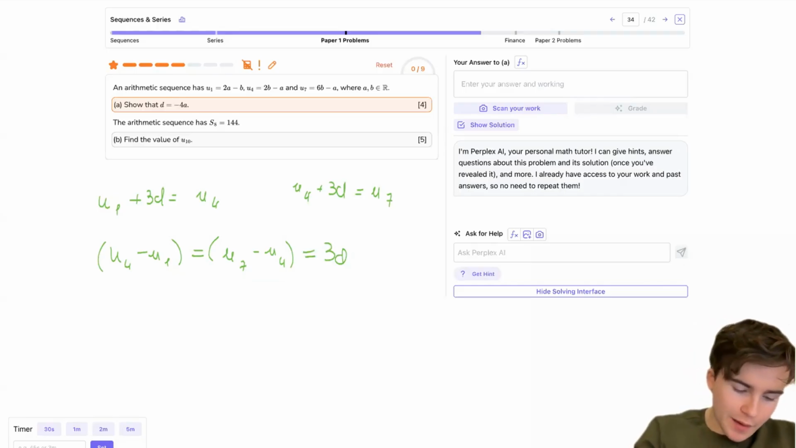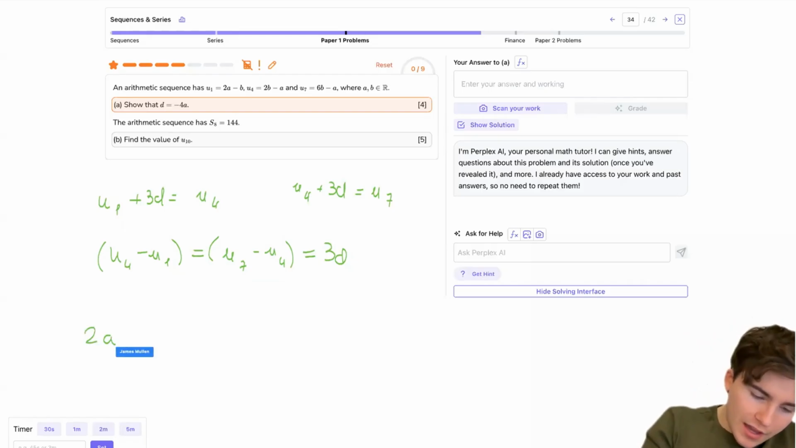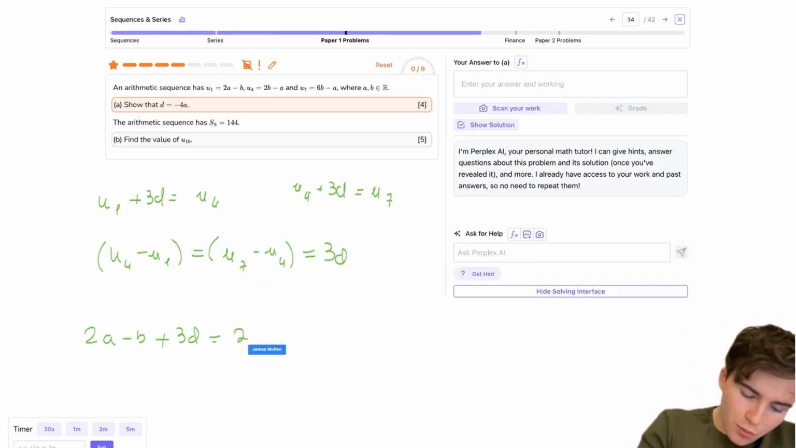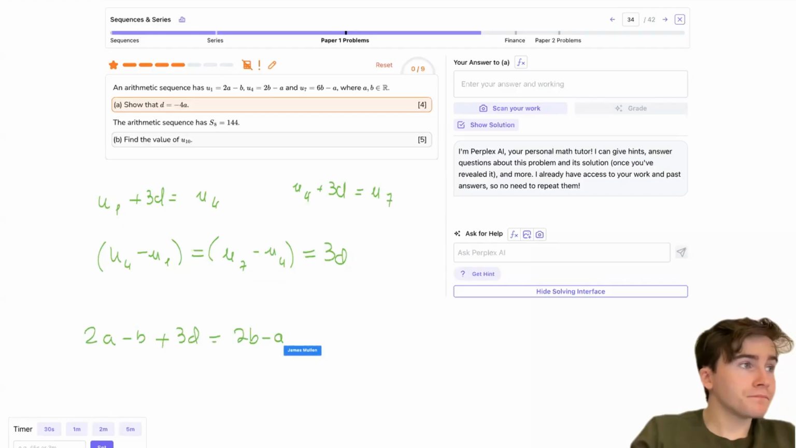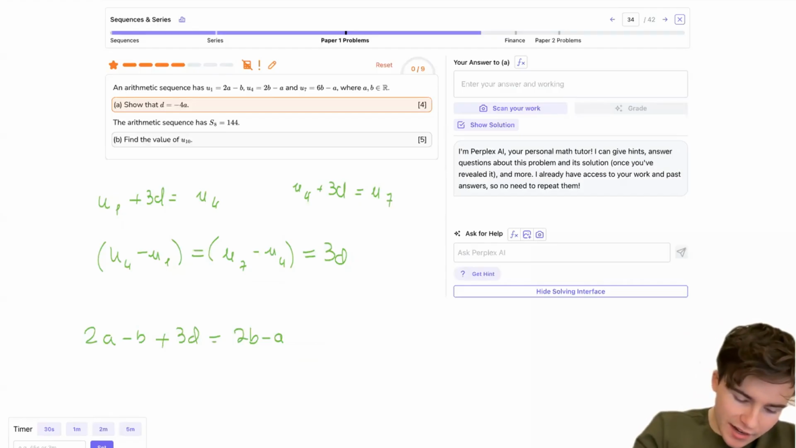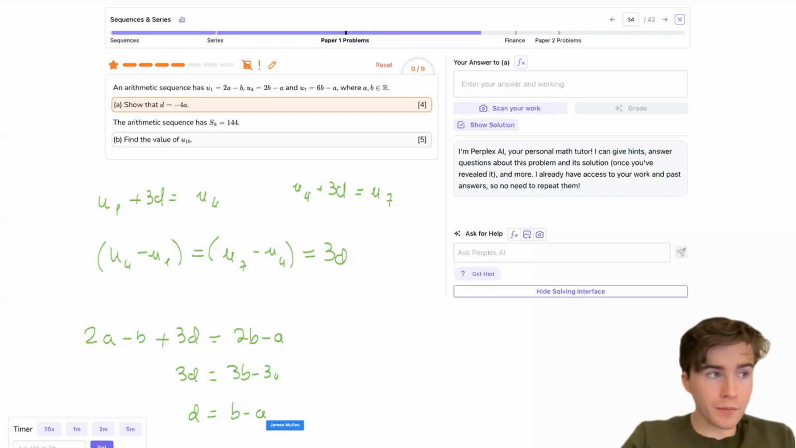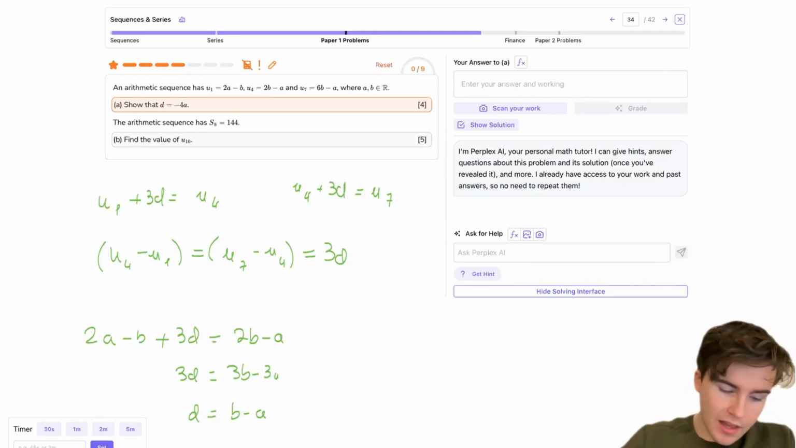We're going to use that in a second, but for the moment, if I have this formula here, that means that u1 is equal to 2a minus b. That's given in the question. If I add 3d, I'm going to get u4, which is 2b minus a. And if I rearrange this, I get 3d is equal to 3b minus 3a, which means d is equal to b minus a.